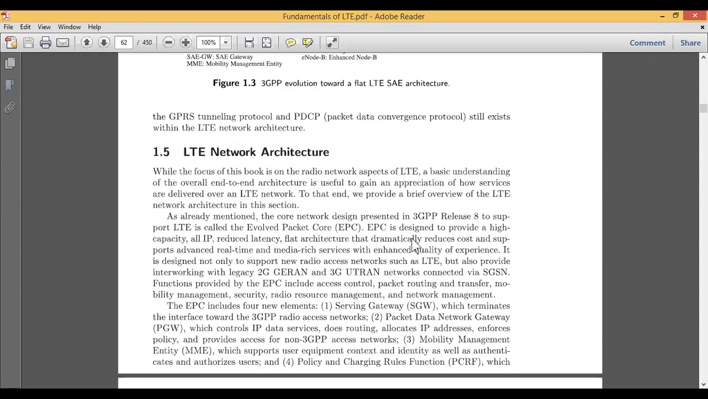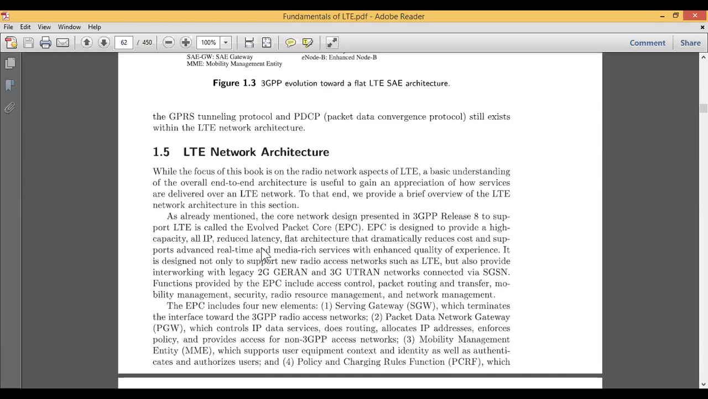This particular EPC is designed to provide high capacity. Now you can see the difference. The flat architecture has a few nodes and less capacity. Here the core architecture is high capacity and all IP. So it is purely IP, we don't have any type of circuit switching and message switching. It is a purely IP based architecture, where we will be using either IPv4 or IPv6. It reduces the latency, dramatically reduces the cost, and supports real-time applications or rich media services, which enhance the quality of experience.